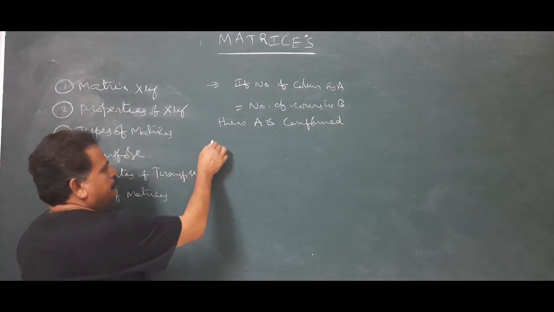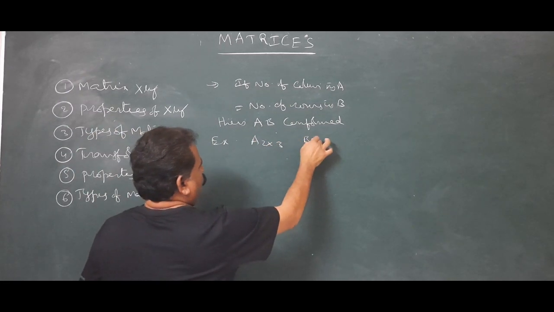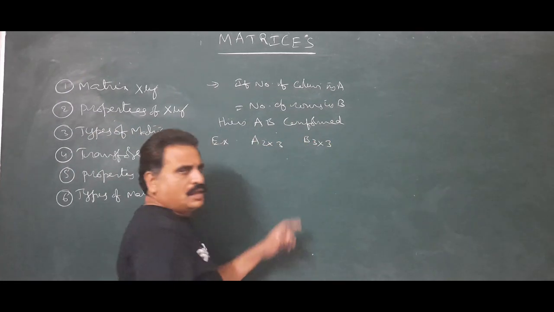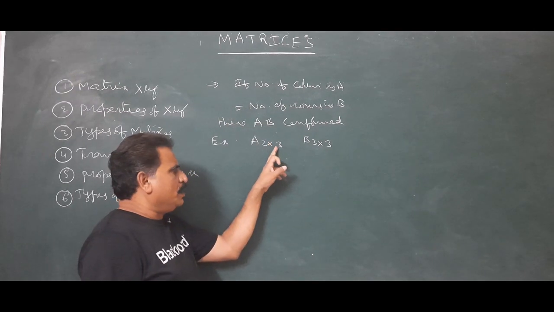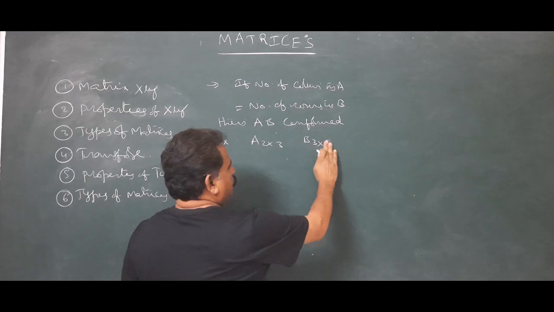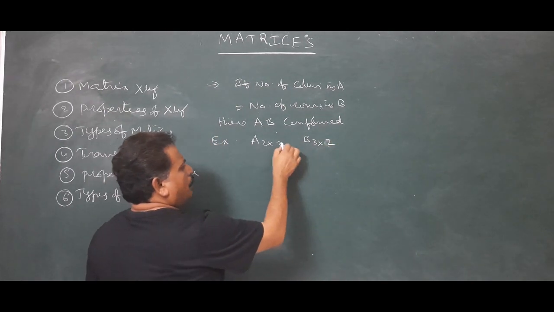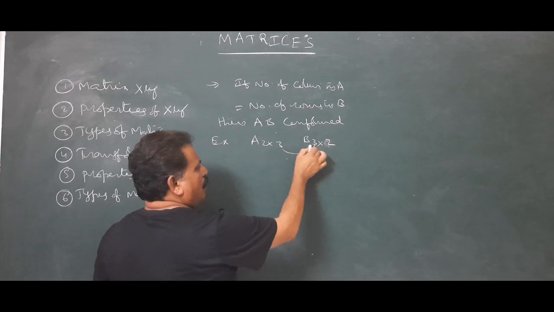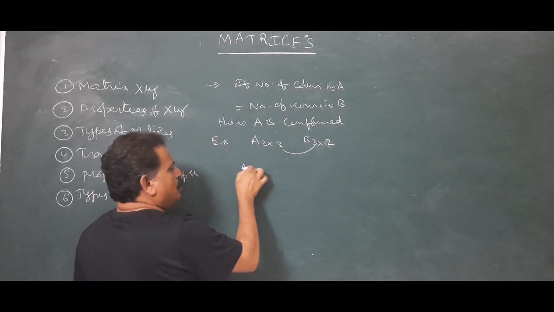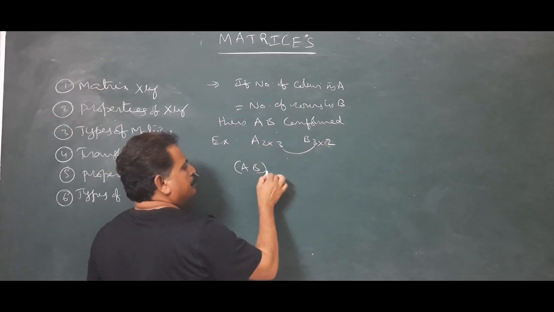For example, A is 2 by 3 and B is 3 by 2. Look here, the number of columns in A is 3 and the number of rows in B is 3. So AB is confirmed. These two must be equal, then only AB is confirmed. The order of AB is 2 by 2.